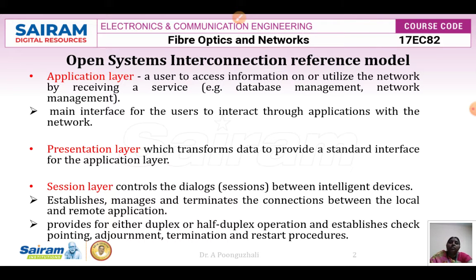This application layer is going to be used for a user to access the information. So the user can access the information available in this layer, or it can utilize the network by receiving a service there. The service can be either a database management service or a network management service. So your application layer is going to act as a main interface for the users to interact through the applications within the network.